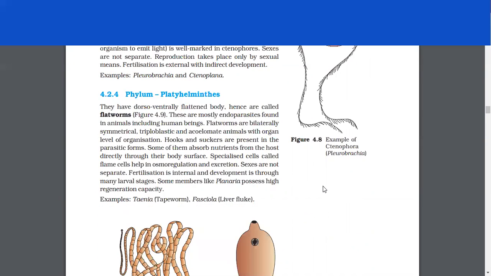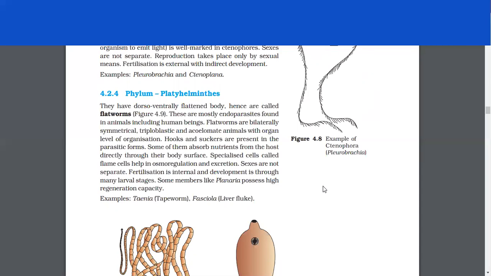Phylum Platyhelminthes. They have dorso-ventrally flattened body, hence are called flatworms. These are mostly endoparasites found in animals, including human beings. Flatworms are bilaterally symmetrical, triploblastic, and acoelomate animals with organ level of organization. Hooks and suckers are present in the parasitic forms. Some of them absorb nutrients from the host directly through their body surface. Specialized cells called flame cells help in osmoregulation and excretion.